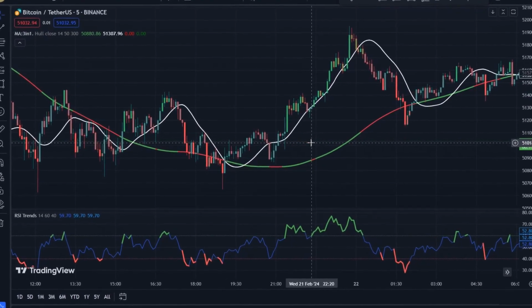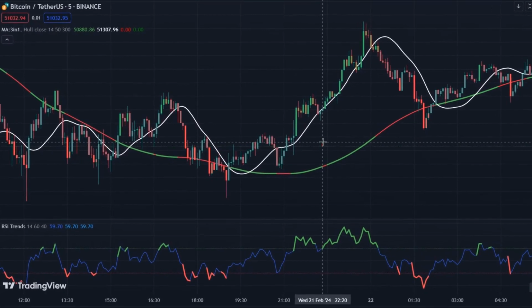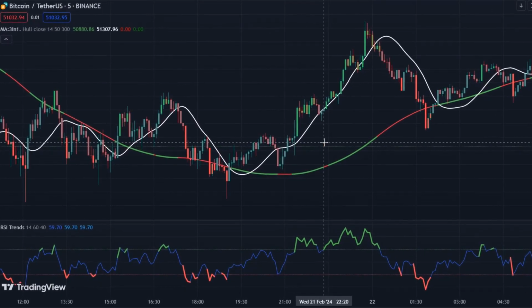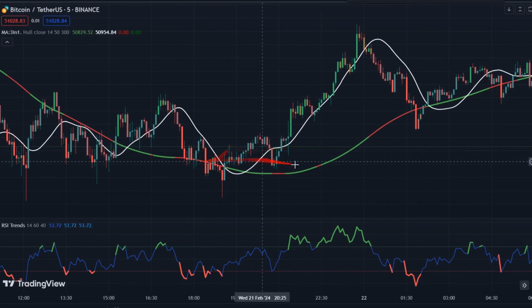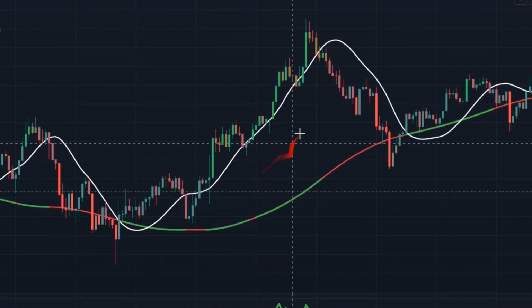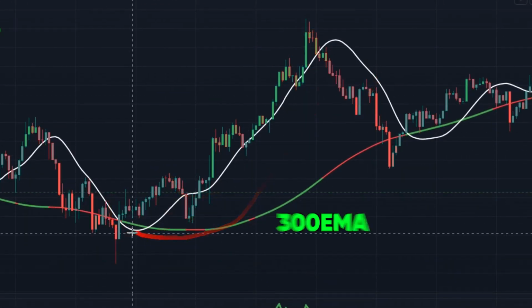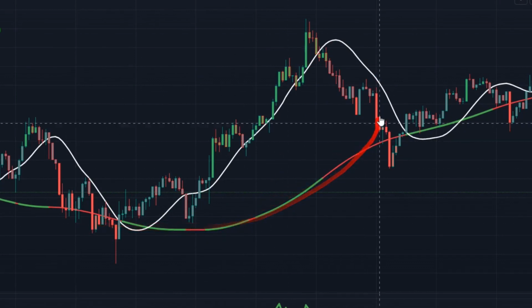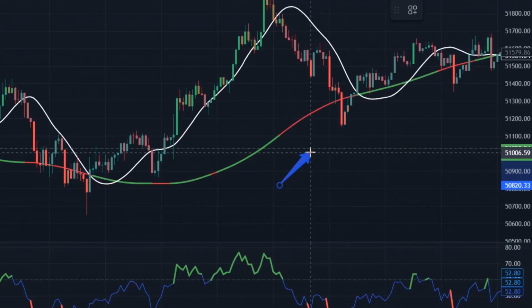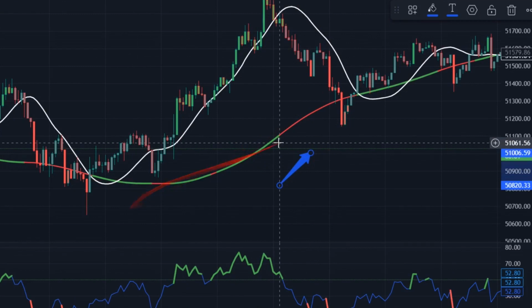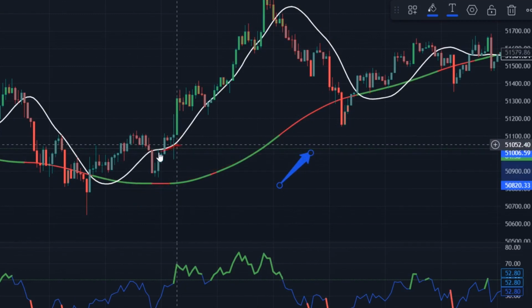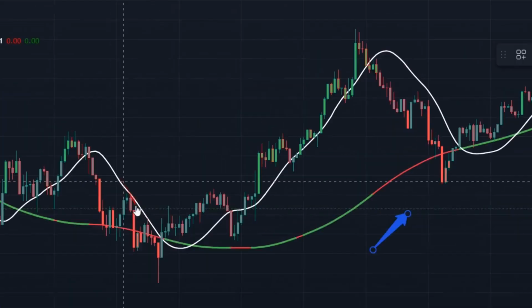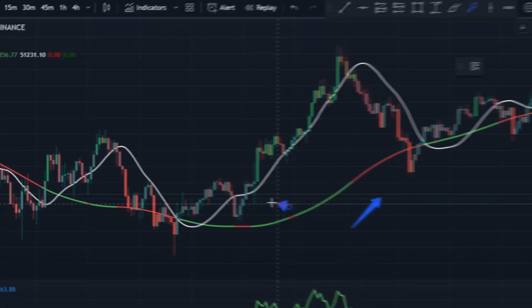Now let's go over the rules for entering a trade. We'll start with a buy order. First, make sure that the market is in an uptrend, meaning price candles are above the 300 EMA line. Then look for a point where price candles have crossed above the 50 EMA line and created a bullish breakout.